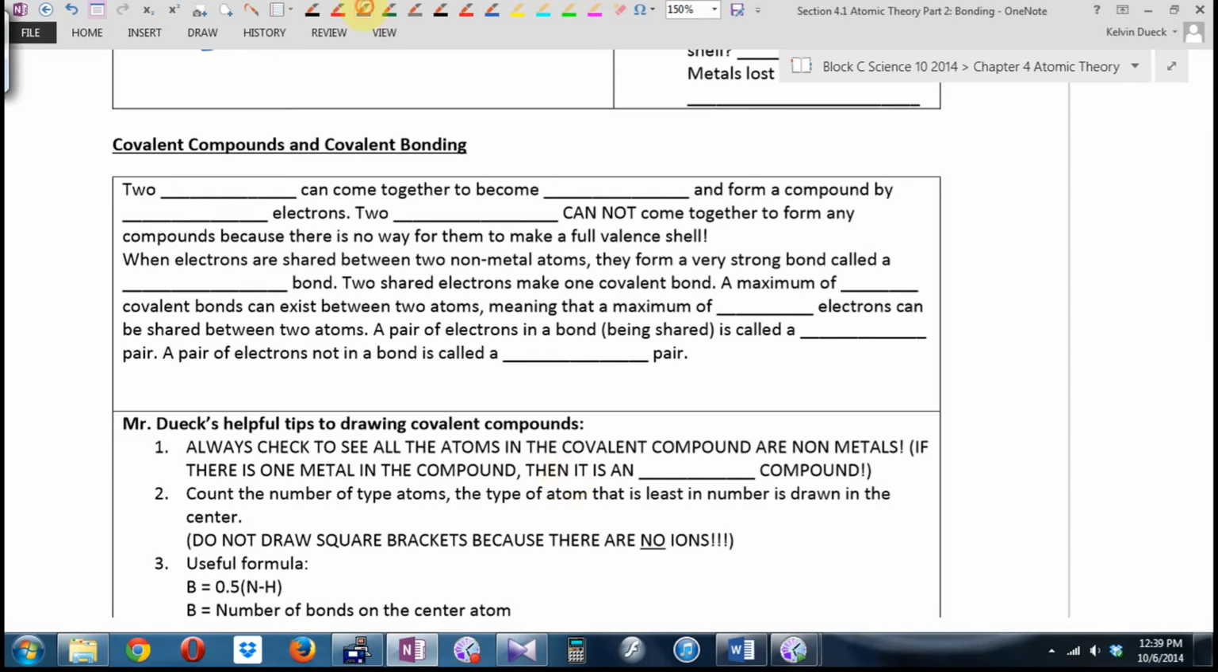So what I wrote here is 2 nonmetals can come together and become stable. How? Well, if you want something and I want something, hey, maybe we can just share. For a covalent bond, you cooperate, you share electrons.